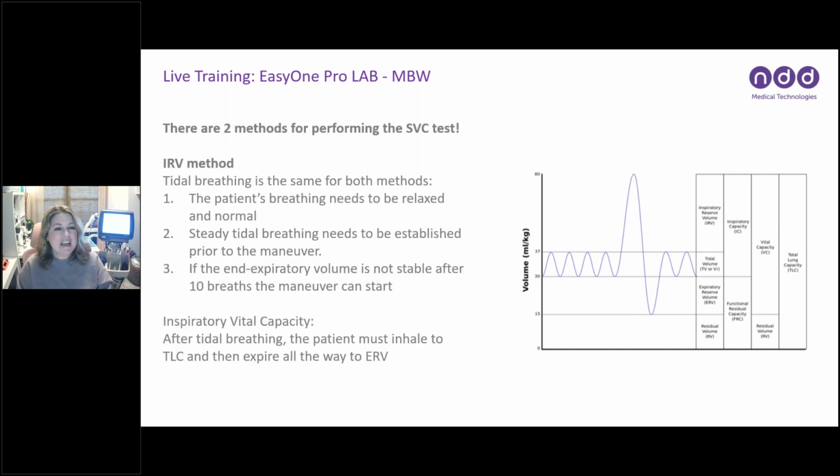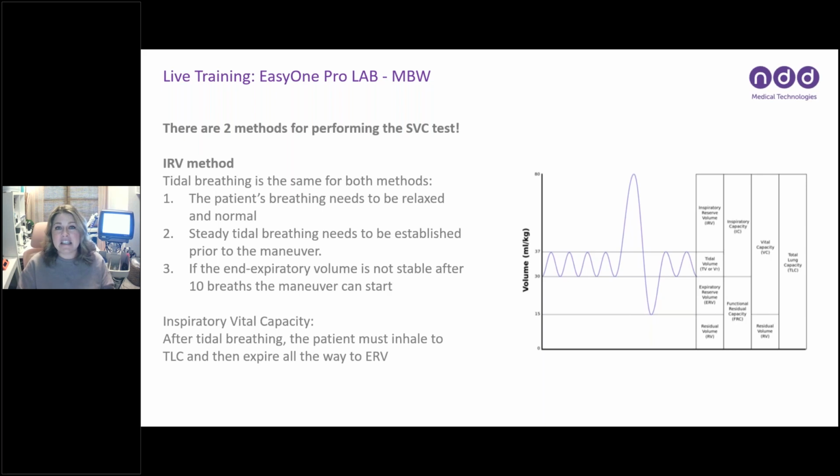So there are actually two methods that our devices will recognize for performing the SVC test, the IRV method and the ERV method. This is not something that you have to enter into your device or save as a setting. The software in your EasyOne Pro LAB will automatically recognize which method you are performing, and the coaching bar will change dependent on how you start the test. The IRV method is exactly what we see in our respiratory textbook picture on the right-hand side of our screen.